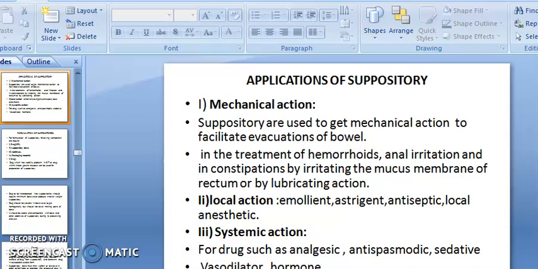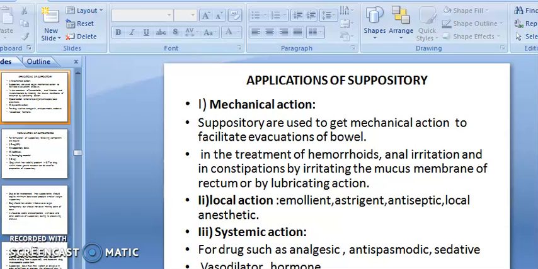Application of suppository. Suppositories show different actions when administered. They show three types of action: mechanical action, local action and systemic action. Mechanically, suppositories are used to facilitate the evacuation of the bowel. They irritate the mucous membrane of the rectum, leading to bowel movement.